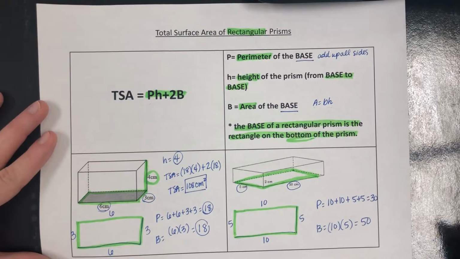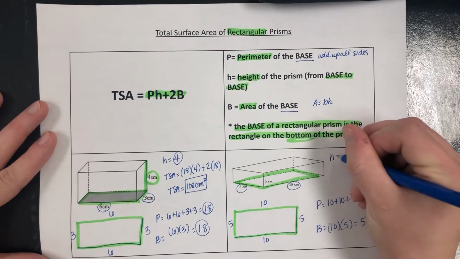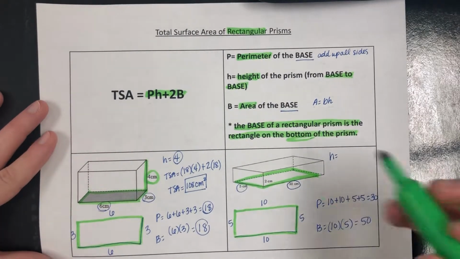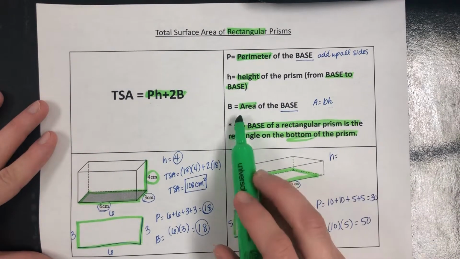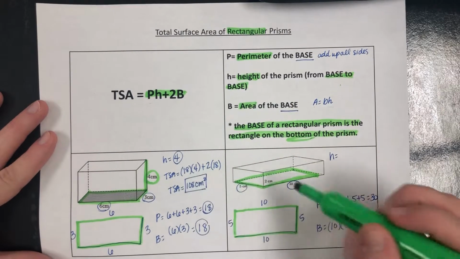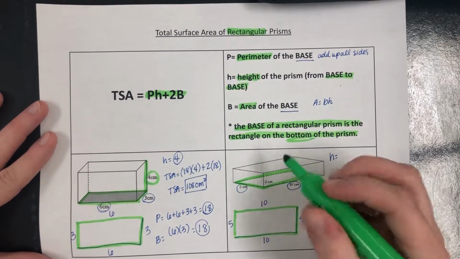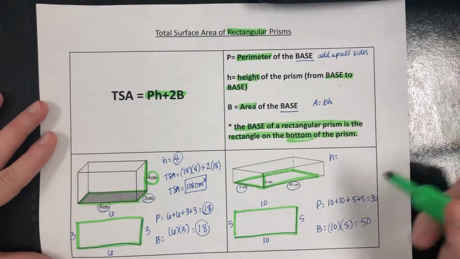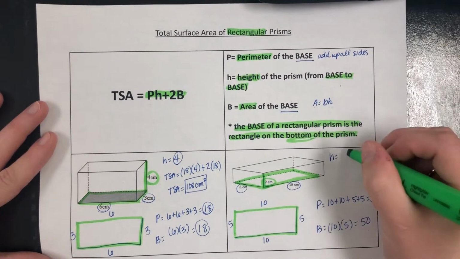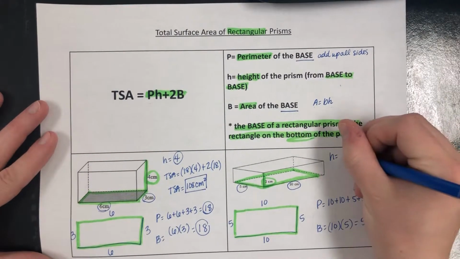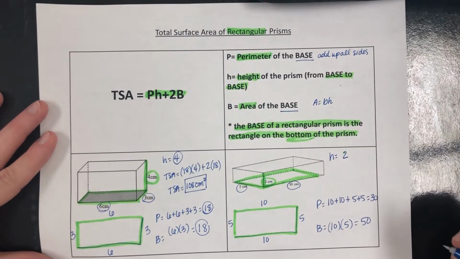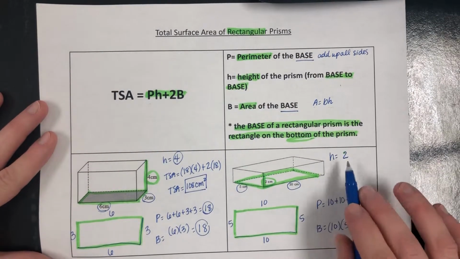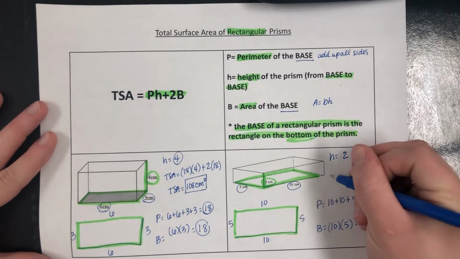Finally, my last piece, h, which we refer back to the original 3D figure for. Remember, h is from base to base. From the rectangle that I already highlighted to the opposite rectangle on top, I can see that it is 2, so it has a height of 2 centimeters. Now I have my 3 pieces: I have P, I have h, I have B. Now I can plug it in.